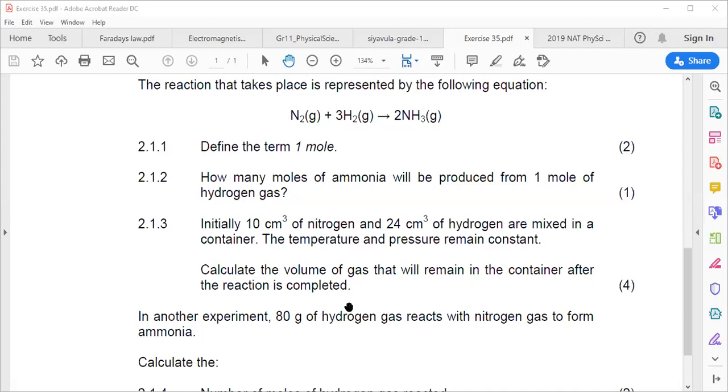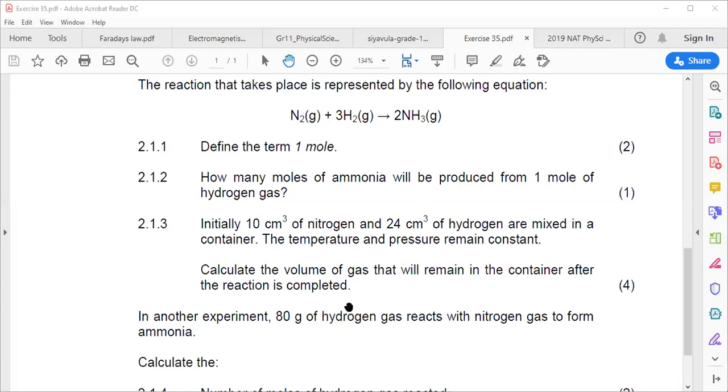It means if I've got the 10 of nitrogen and the hydrogen, those two are going to react. Are we together? When they react, they're going to form another gas, which is ammonia. So there will be a volume of ammonia and there will be a volume that will remain after these two have reacted, because not all of the 10 and 24 is going to react. So the total of those, the one that remain unreacted and the one that formed, what is their total when the reaction is complete?